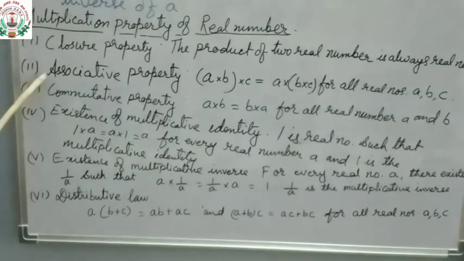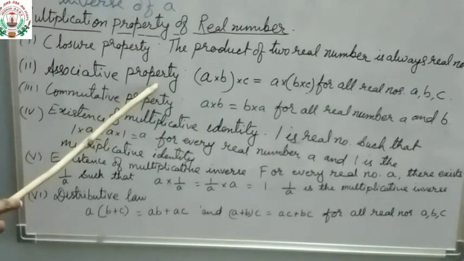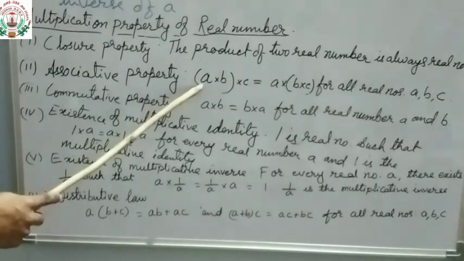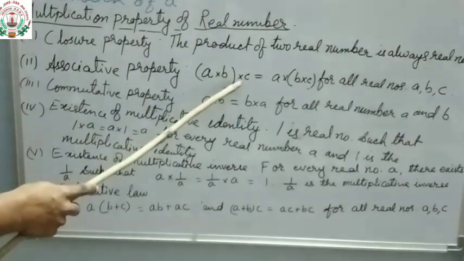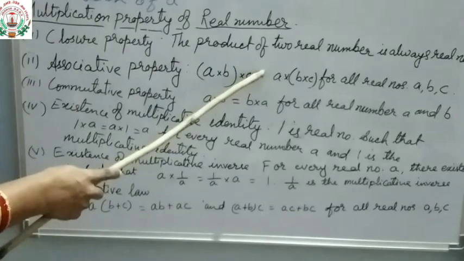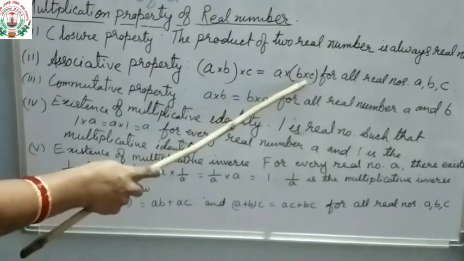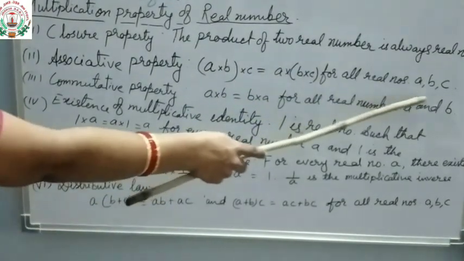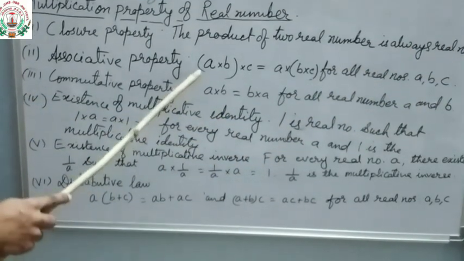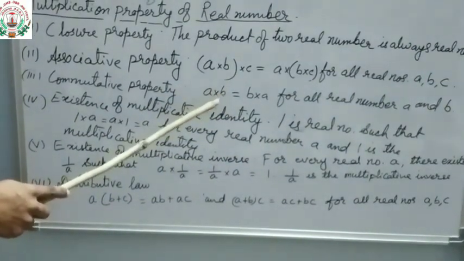Clear? Now second one, associative property. That means within bracket first a into b, bracket close, then into c, equals to a into within bracket b into c, for all real numbers a, b and c. So here three real numbers we took.